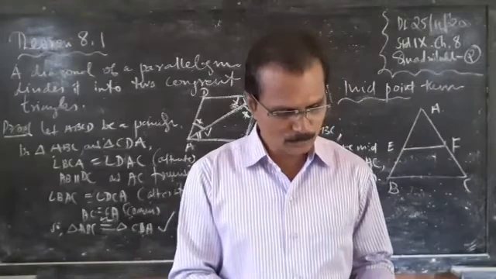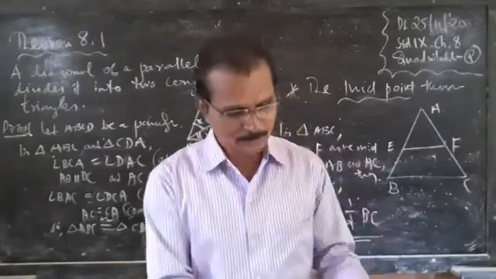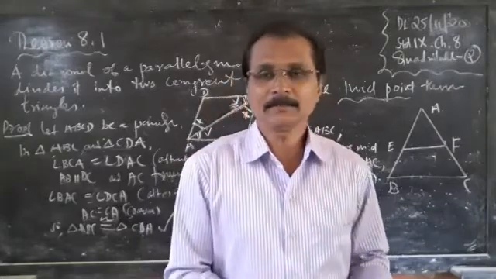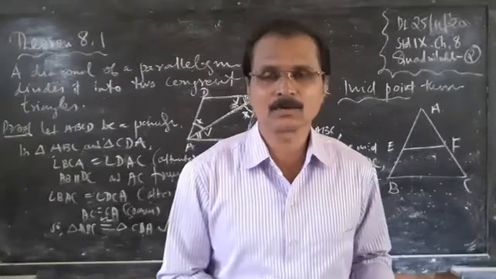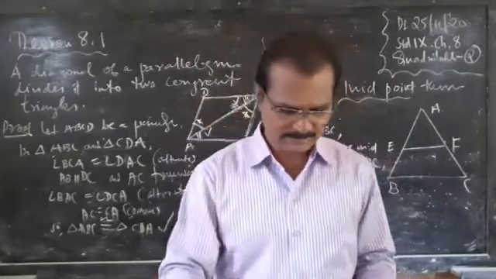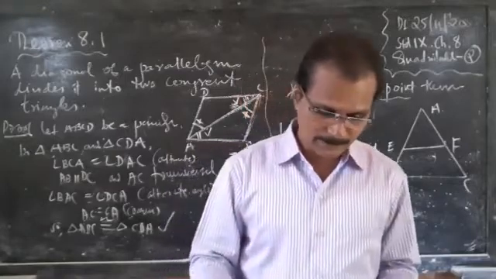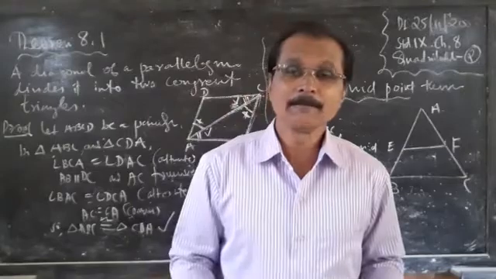If each pair of opposite sides of a quadrilateral is equal, then it's a parallelogram. Then in this parallelogram, opposite angles are also equal. In a parallelogram, opposite angles are equal. The diagonals of a parallelogram bisect each other. Bisecting each other means midpoint.